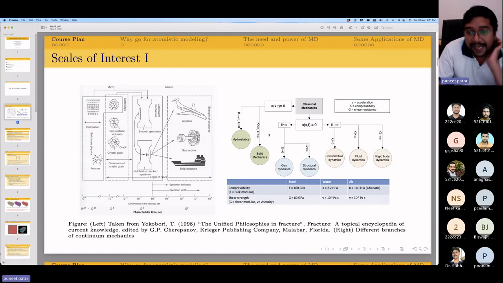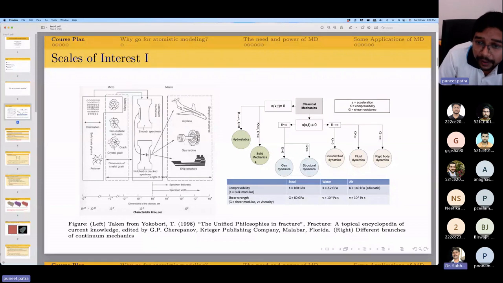Okay. So on the right hand side, you see the different domains of continuum mechanics, which in more general can be clubbed as classical mechanics. Depending upon whether we have a non-zero value of compressibility, that is the bulk modulus, and the shear strength, or the shear modulus and viscosity, we end up with different kinds of formulations of continuum or classical mechanics. For example, when bulk modulus is infinity and the shear strength is almost equal to zero, we end up with hydrostatics. When the shear modulus is finite and the bulk modulus is finite, we end up with what is known as solid mechanics.